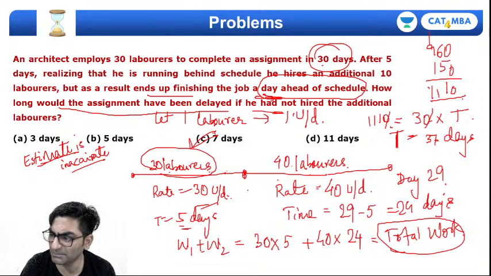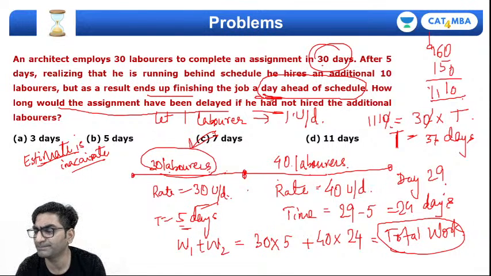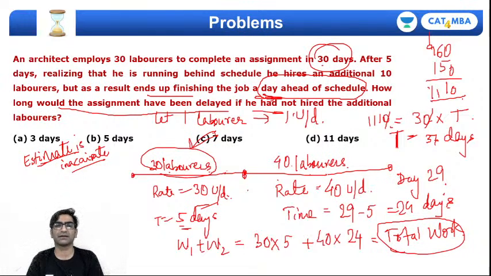Does that make sense, Apurva? You marked 3 days. I'm not sure how you got 3, but I hope it's clear what I've done here.